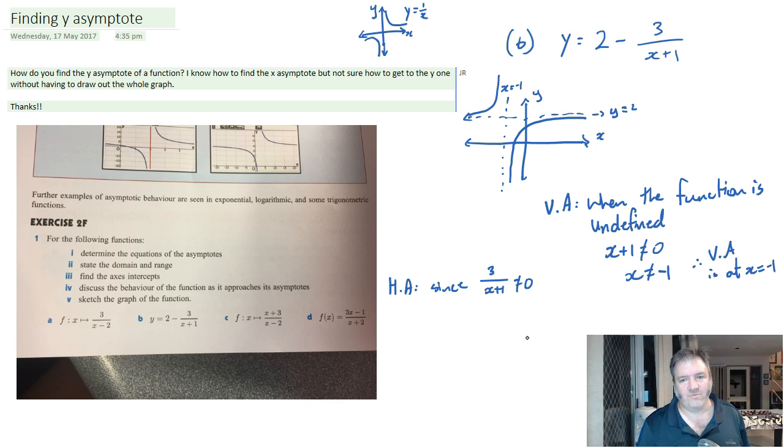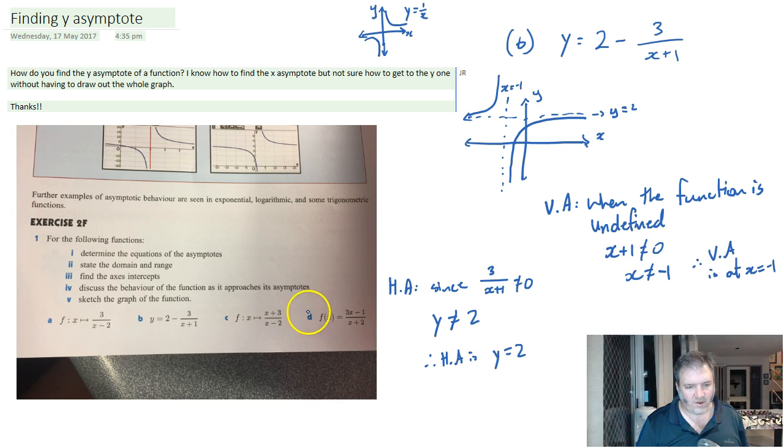3 over 2 is a fraction. But if the number I'm dividing by was between 0 and 1, then 3 is going to increase in size. But it can't equal 0. The only way a fraction can equal 0 is if the numerator is 0. And clearly it's 3. So since that can never equal 0, y can never equal 2. So therefore the horizontal asymptote is y equals 2. And that's all there is to it.